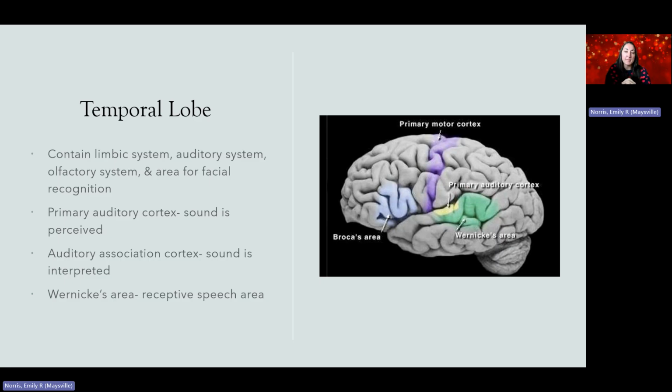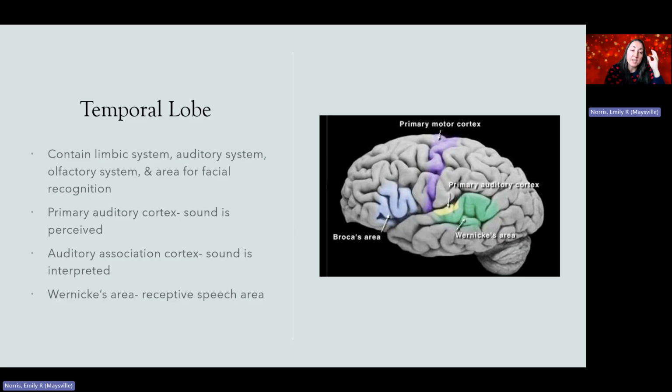If there is damage to Wernicke's area, then the person will not be able to understand speech. And it's not just verbal speech, it's also written communication, it's also sign language, and they can't even understand their own speech. So even if they have the ability to think and process and produce a sentence, they can't hear it and know what they're saying.